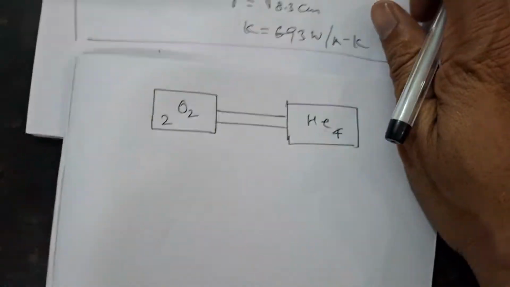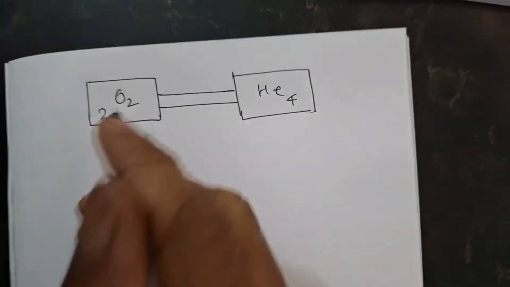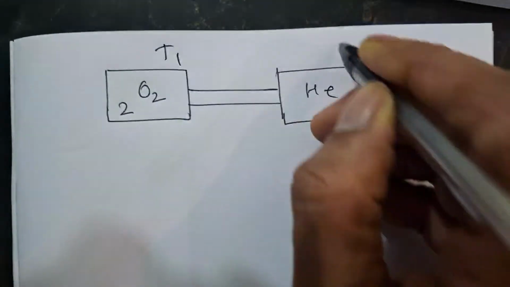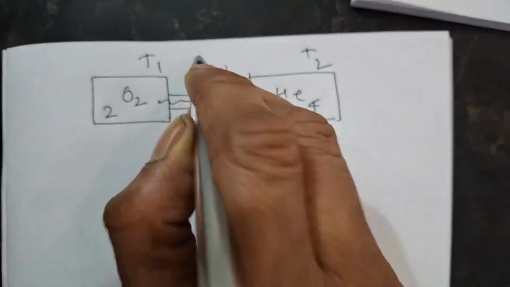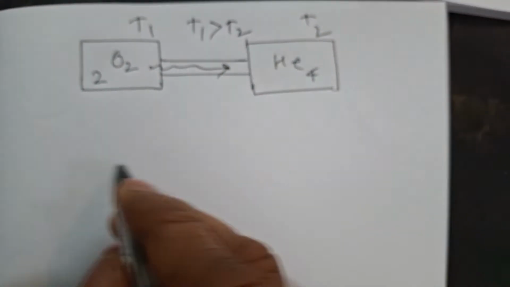Okay, everything is mentioned here. Please see. Suppose this is T1 and T2 given, so heat will conduct from high to low. T1 is greater than T2. So you know the heat flow formula.